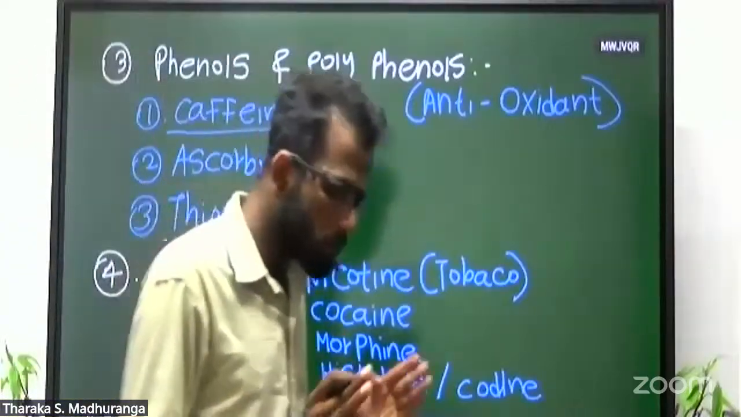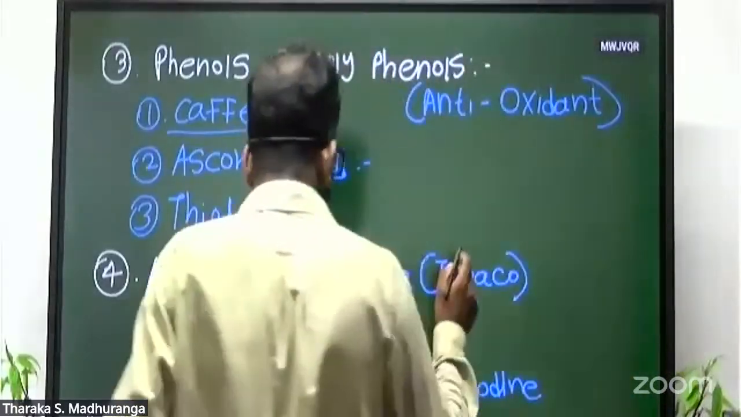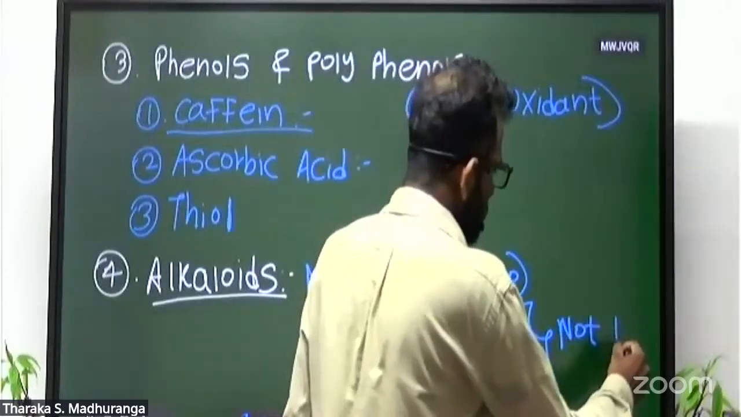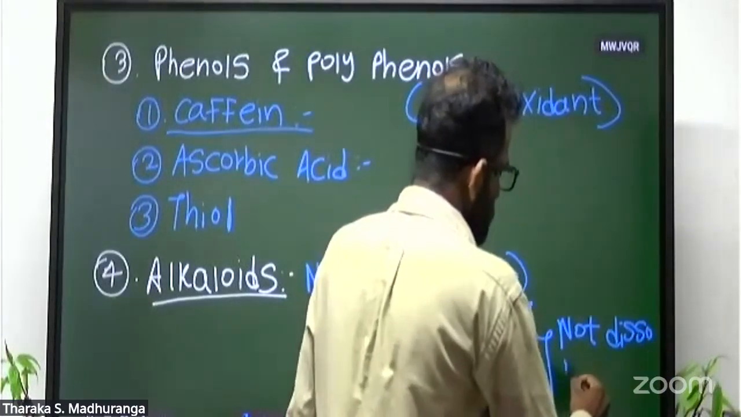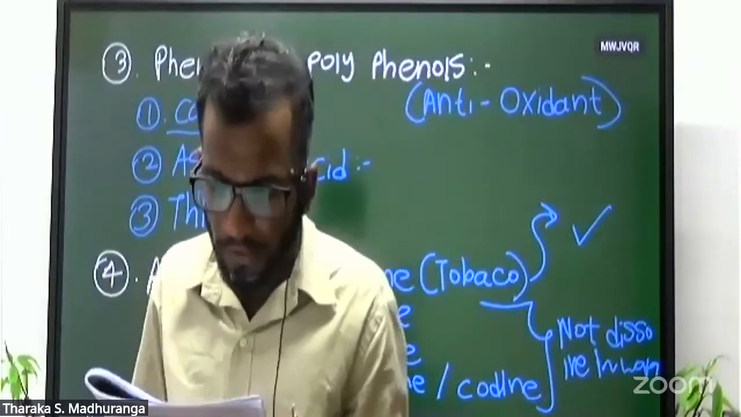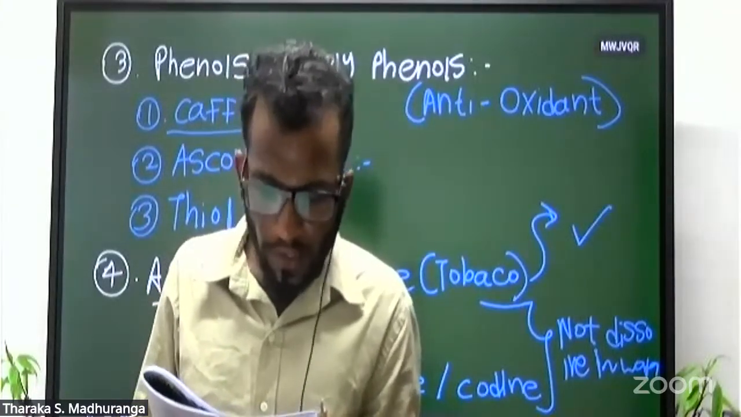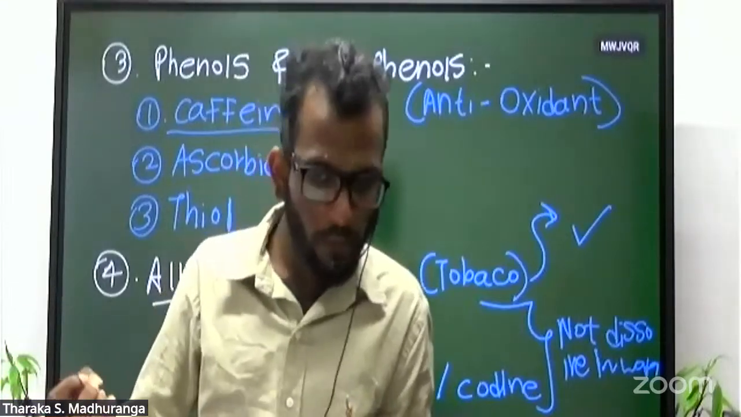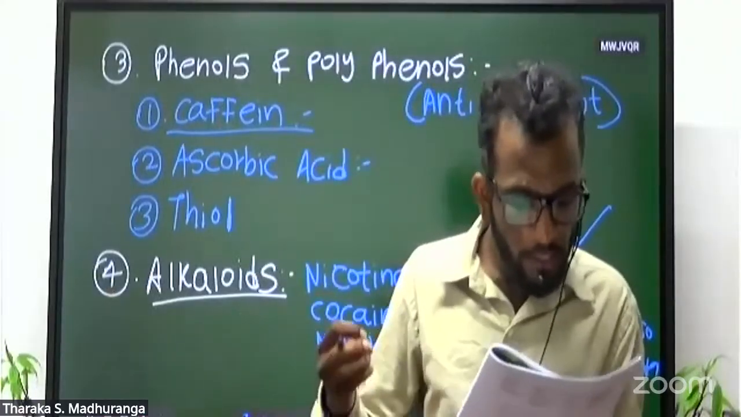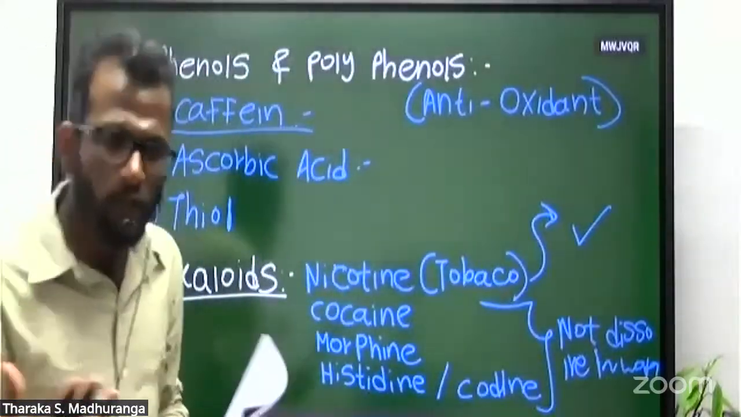The important factors are: all these alkaloid types contain nitrogen in addition to carbon. Most alkaloids are colorless and crystalline. Yeah, they are water insoluble molecules. All are water insoluble. But nicotine is an example of a water soluble alkaloid. Only nicotine is water soluble.